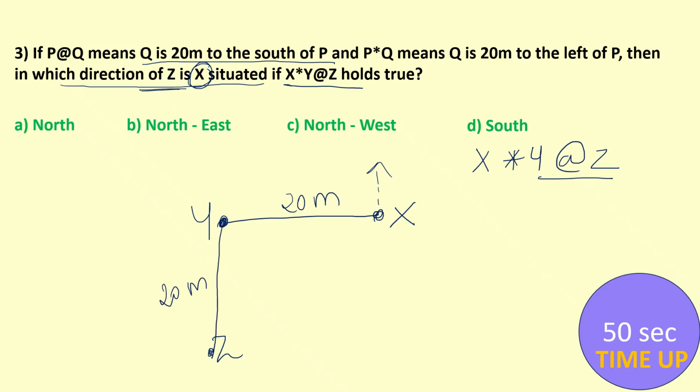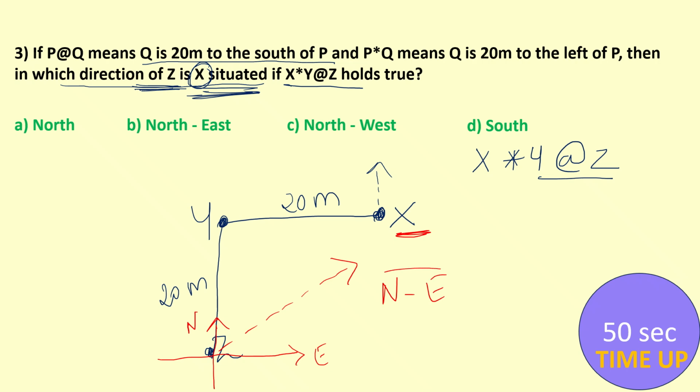Now what they have asked is, in which direction of Z is X situated? We want to know where X is situated in this Z direction. So draw the map here. This is your north. This is your east. So where is X situated? X is situated in the northeast direction. Correct? So the correct answer is B option, northeast direction.